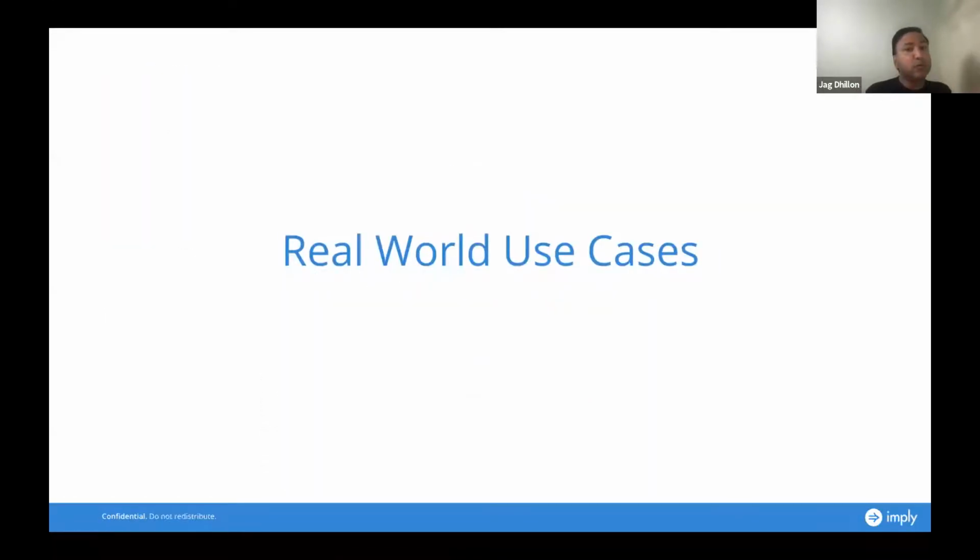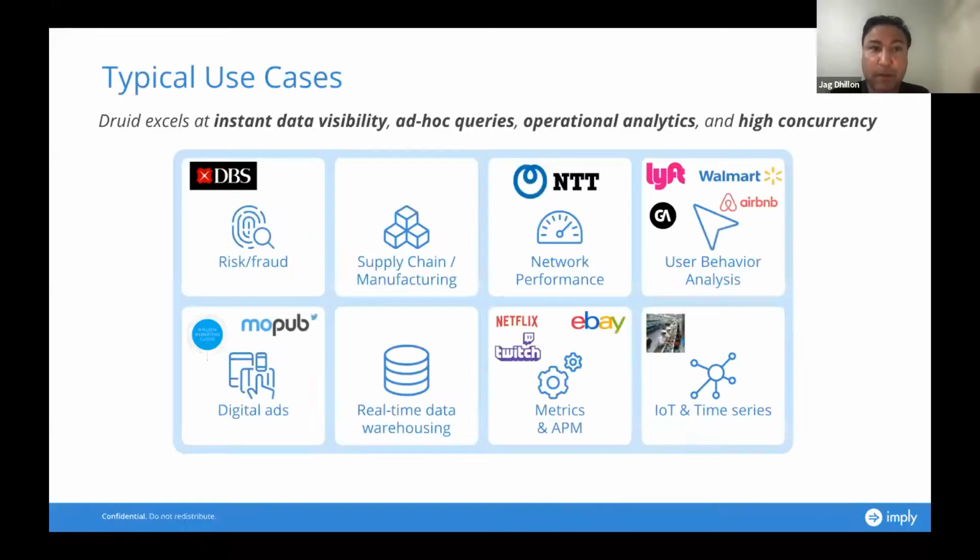Now let's talk about real-world use cases. Remember, we mentioned how it can be used for a lot of different use cases. You have companies who are in risk and fraud, like DBS Bank here in Singapore. You've got supply chain manufacturers, and you've got network performance.